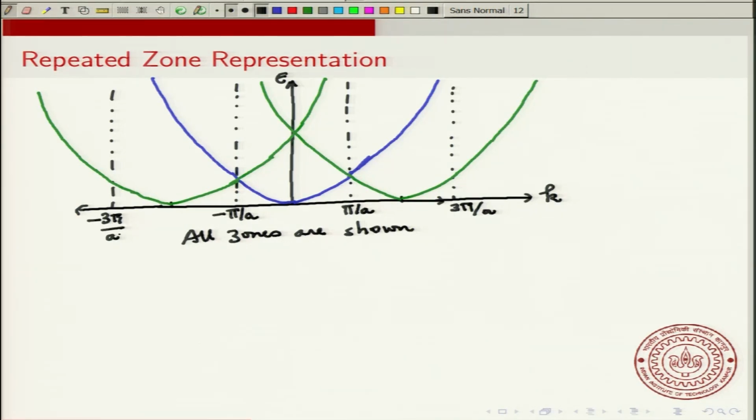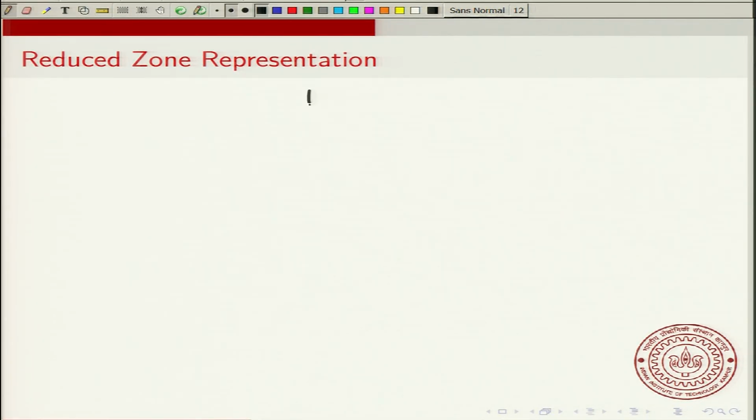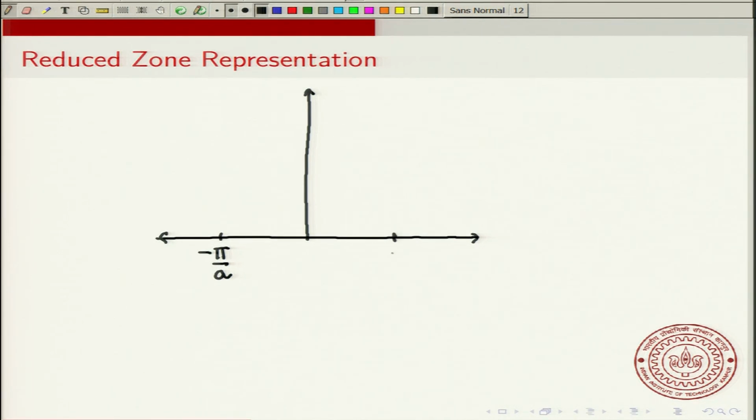The alternative to this repeated zone representation is the reduced zone representation, where you essentially focus on one zone and show the band in that zone, and we already saw what this looked like. I will just show this again. So, you just show the first Brillouin zone, which is minus pi by a to pi by a, and if you look at the bands, they will go like this, and then they will go like this, and so on.